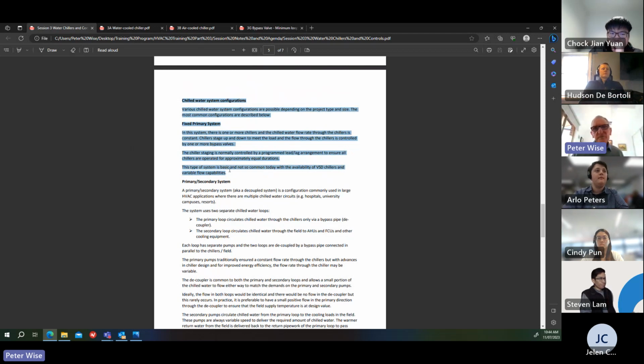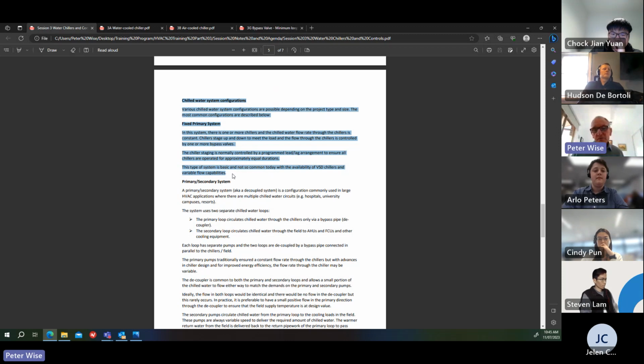We've sort of been talking about that this morning. One or more chillers, constant flow, bypass valves to maintain the flow through the chillers, and one pump per chiller, one chill water pump per chiller. Chiller staging, normally controlled by a program lead lag arrangement. So your leading chiller, if it's the first chiller called on, will be a leading chiller. And then if you call on another one, it's called a lag chiller. Now that arrangement can be rotated by your control system to ensure that you're getting similar wear on all the chillers.